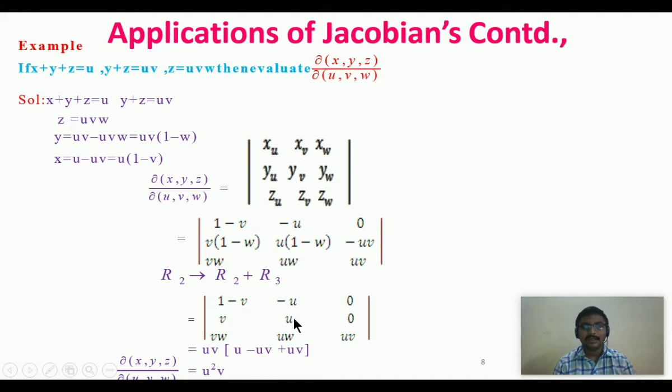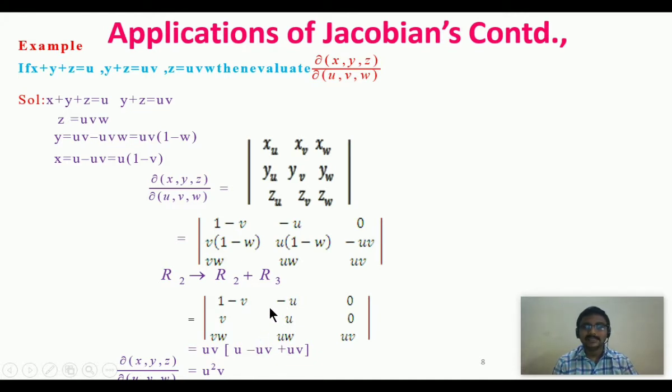Now we can evaluate the determinant along the third column, since we are having two zeros in the third column, so that we can evaluate the determinant easily. So evaluating the determinant, deleting the row and column which contains uv, now we will have the submatrix 1 minus v, minus u, v, u, whose determinant is uv into 1 minus v into u, that is u minus uv.